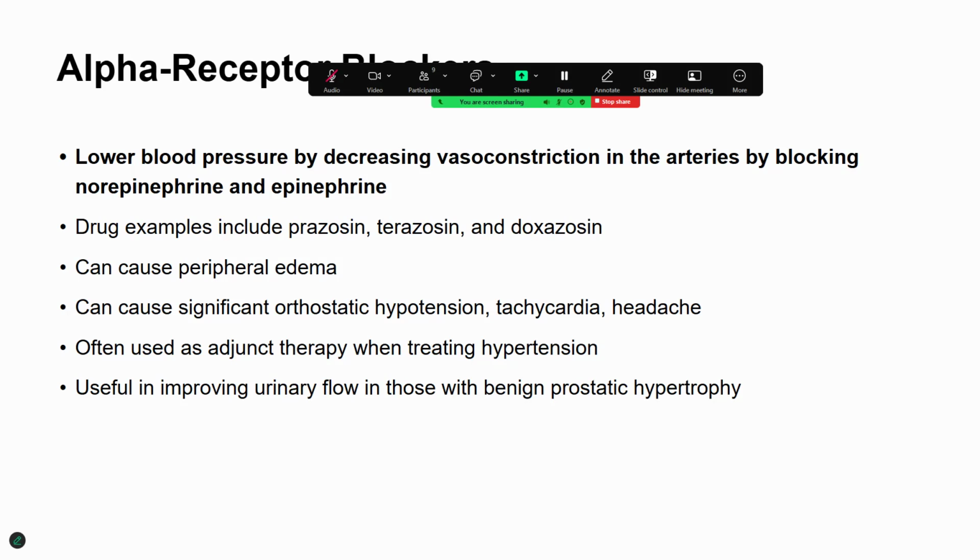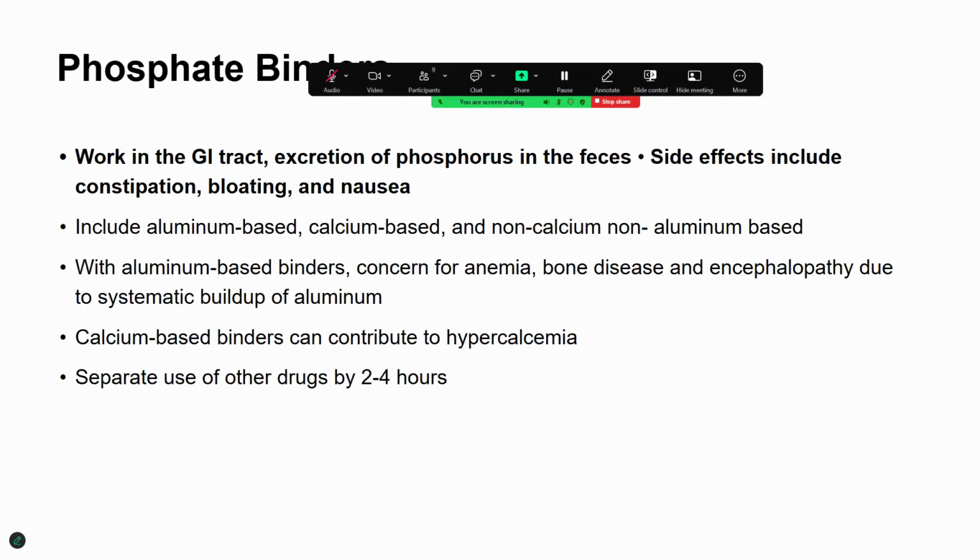On to phosphate binders. They work in the GI tract, with excretion of phosphorus in the feces. Side effects include constipation, bloating, and nausea. There was a section about aluminum-based binders, but I rarely ever see them. I don't know what you guys think, but unless they're trying to purge somebody of some sudden severe increase in phosphorus, and they're just used for a short period of time, I never see aluminum-based binders any longer. There's calcium and then non-calcium based.